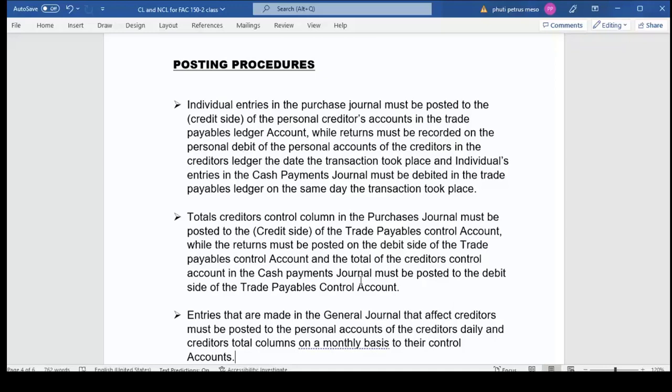Right. Moving further afield here, it says the total creditors control column in the purchases journal must be posted to the credit side of the trade payables control account. Exactly what I just explained now. While the returns must be posted to the debit side of the trade payables control account, and the total of the creditors control column in the cash payments must be posted to the debit side of the trade payables control account. This is when we are done with each and every individual creditors account.